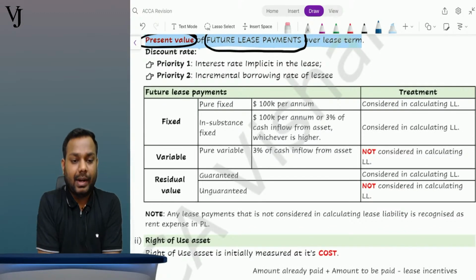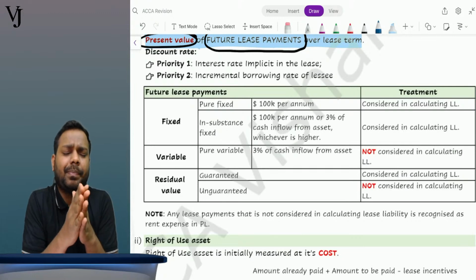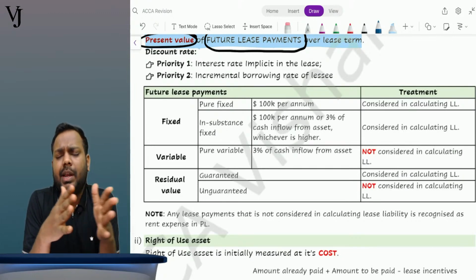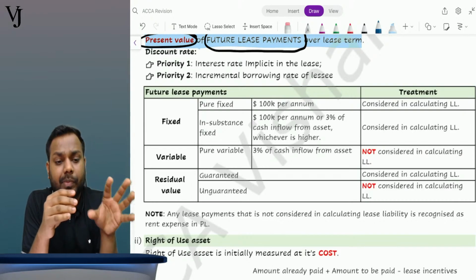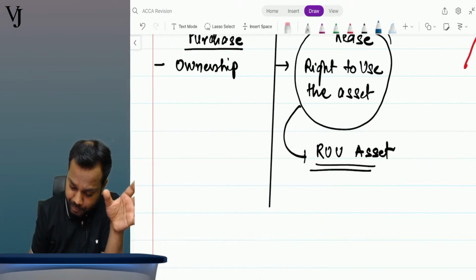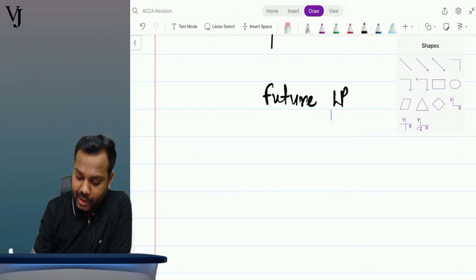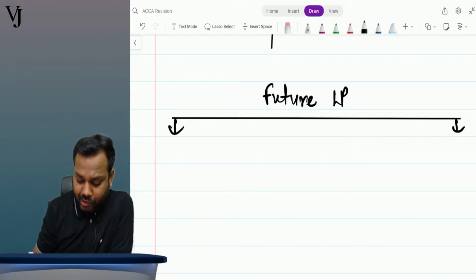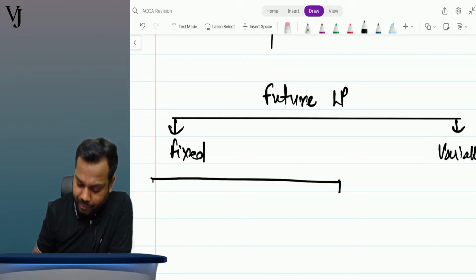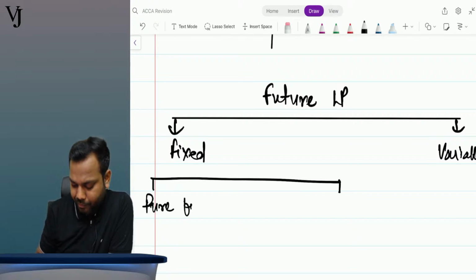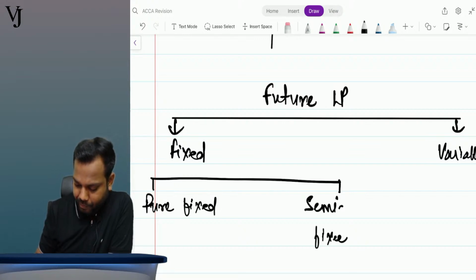Now comes the meaning of what exactly is the meaning of future lease payments. Understand, the lease payments can be structured in any possible manner. The lease payments can be fixed, can be variable. Under fixed lease payments also, it can be pure fixed, let me explain it to you. The future lease payments can be fixed, can be variable. Now fixed can be pure fixed, and fixed can be semi fixed, and variable.